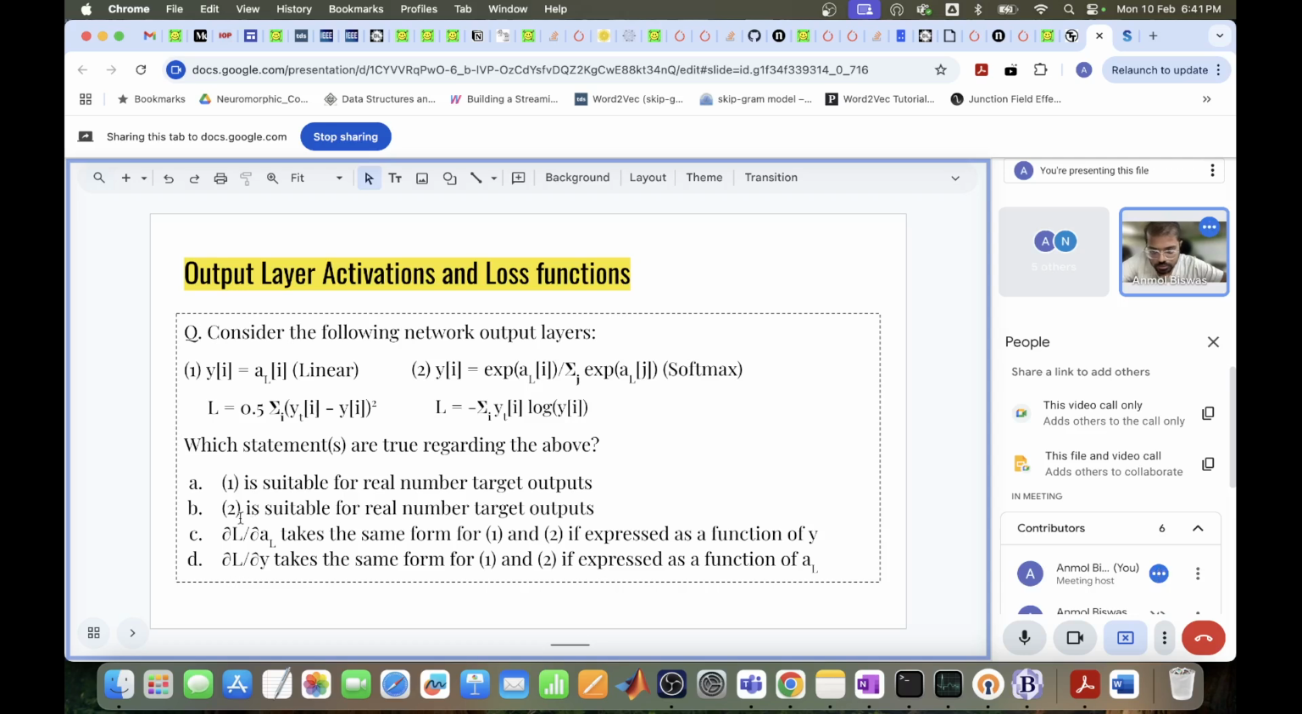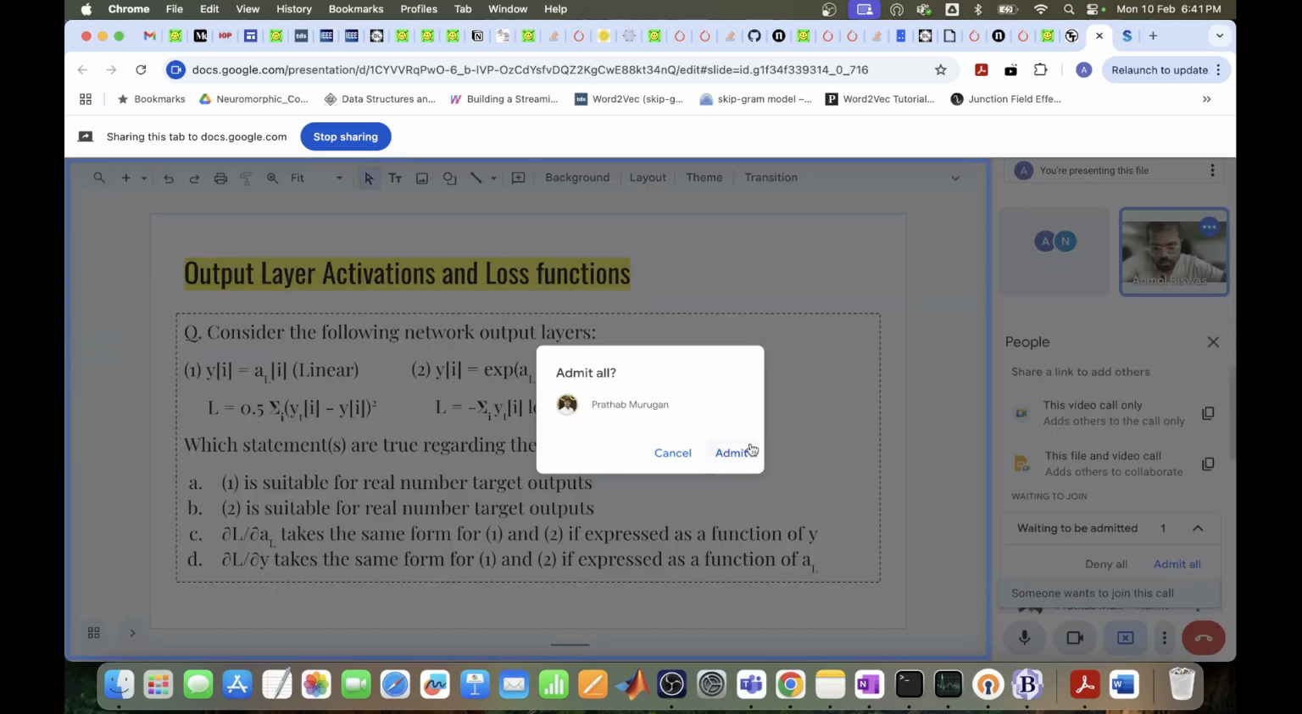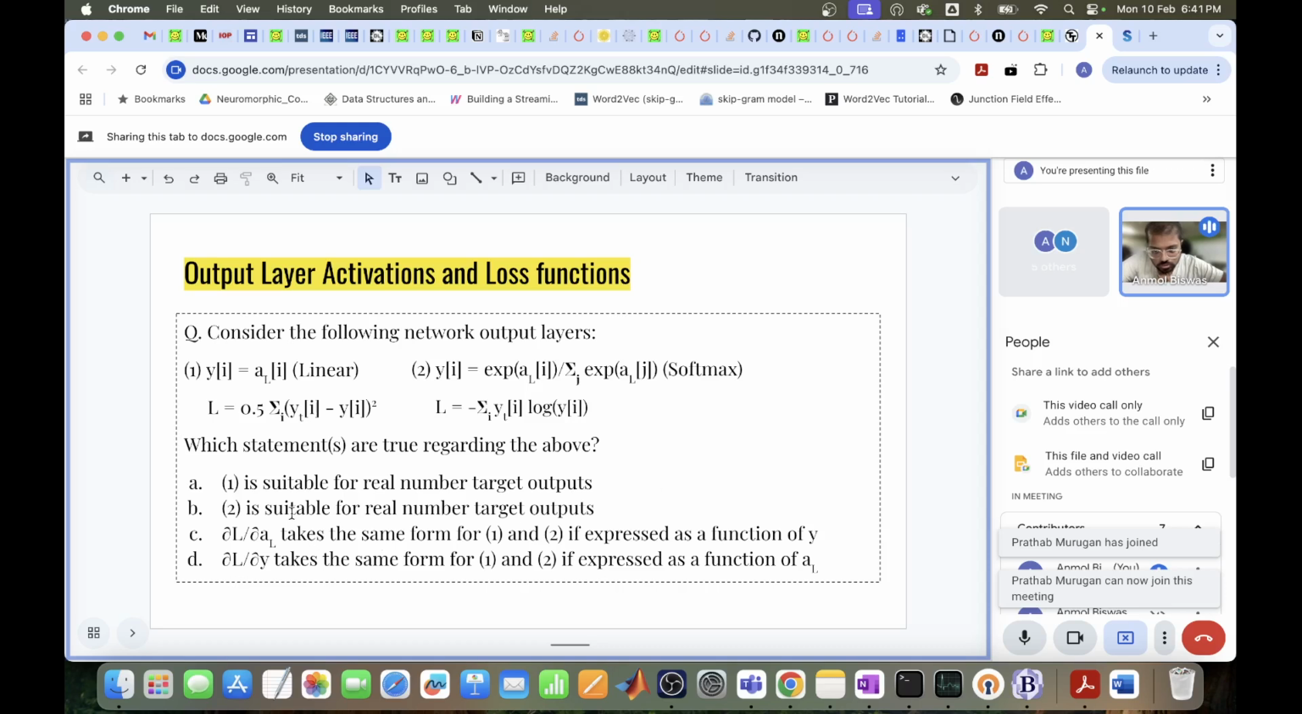Number one, A is that number one is suitable for real number targets. B is that two is suitable for real number targets. Which one is suitable for real number? C: gradient of L with respect to AL takes the same form for 1 and 2 if expressed as a function of y, or D: gradient of L with respect to y takes the same form for 1 and 2 if expressed as a function of AL, right?